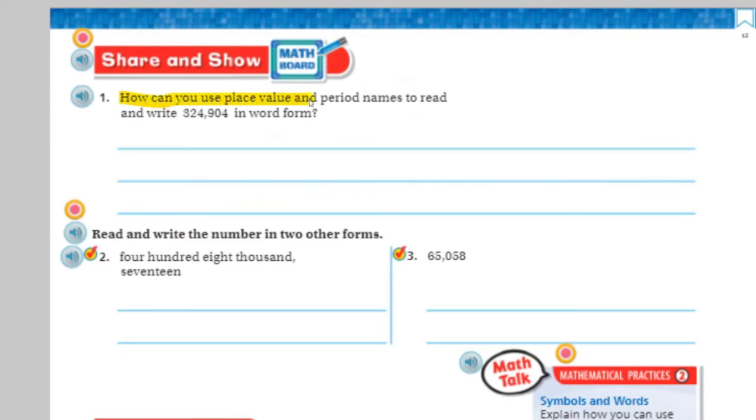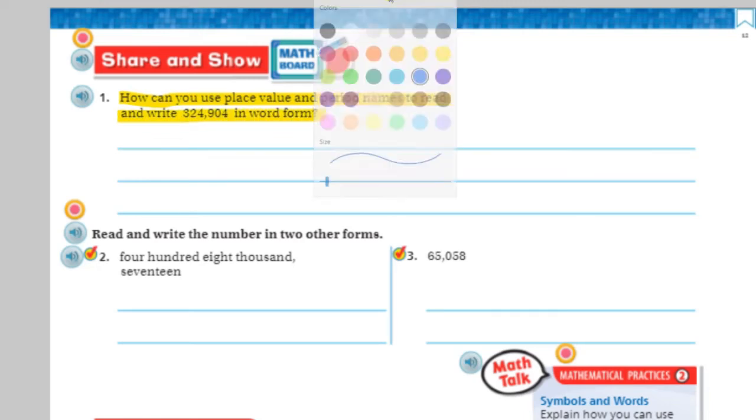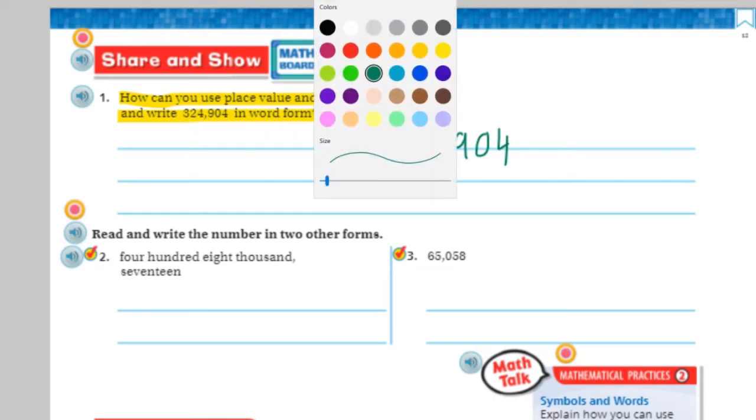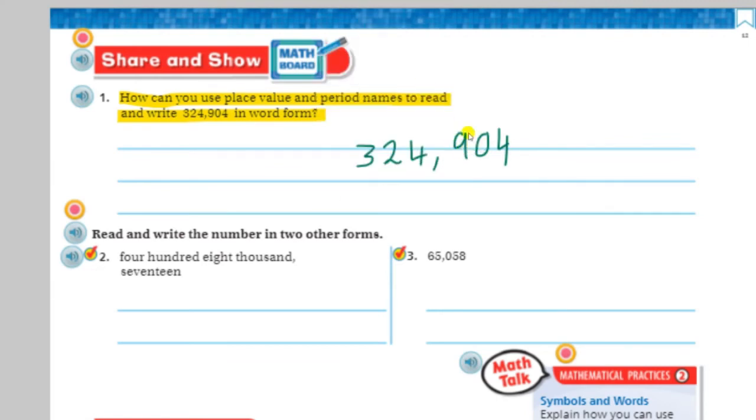How can you use place value and period names to read and write this number in word form? Okay, firstly, rewrite the number 324,904. Okay, first of all, we want to convert this standard form to word form. So let's write every place value of each digit here. So this ones, this tens, this hundreds, and this also ones, tens, hundreds, but in thousands place. So what we're going to do, all we have to do is read these 3 digits individually, and the next one read these 3 digits. But we have to name this comma. So this comma is called thousands.